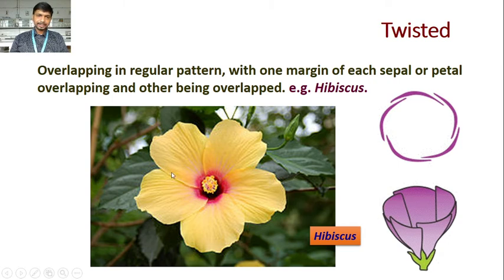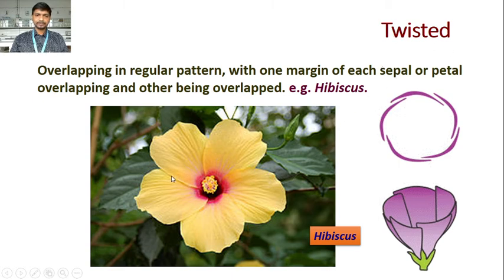Here this is one petal, this is another petal. This margin is towards the inner side, while its other margin is towards the outer side. Now if you see the second petal, one margin is on the inner side and its other margin is towards the outer side. Here also inner side, outer side, inner side, outer side, inner side, outer side. So this happens in a regular pattern. Overlapping is in a regular pattern. For example, hibiscus. So this type of estivation is a twisted estivation.